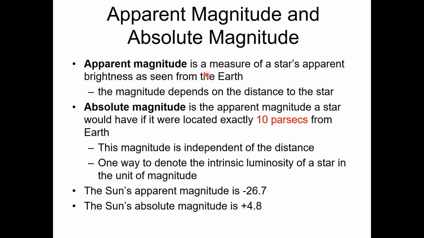The apparent magnitude is a measure of a star's apparent brightness as seen from the Earth. You understand that? The magnitude depends on the distance to the star. Then the absolute magnitude, so this is the new thing, right? It is the apparent magnitude a star would have if it were located exactly 10 parsecs from the Earth.